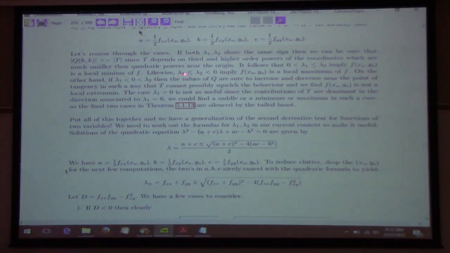Let me just run through it. If both lambda 1 and lambda 2 share the same sign, then we can be sure that the Hessian is greater than the tail of it, since the tail depends on third and higher order pieces, all right? And the Hessian depends on the much larger quadratic pieces near the origin. And I say origin, the origin would be h and k both 0, which corresponds to the point x not, y not, all right?